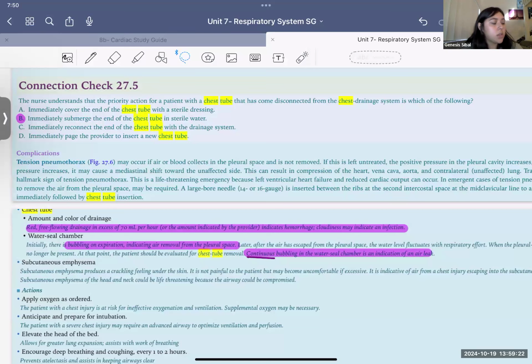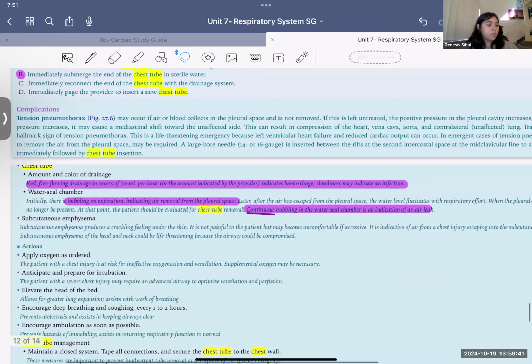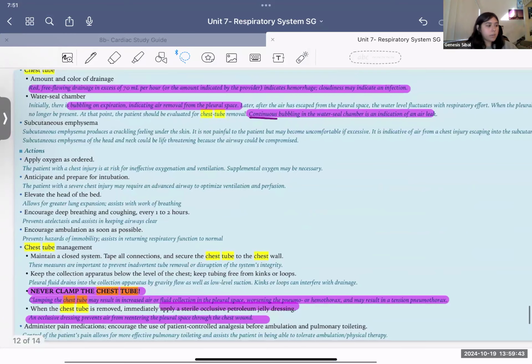Immediately page the provider to insert a new chest tube. That is true. You do need to notify them. But is that the first thing that you're going to do? Absolutely not. So immediately submerge the end of the chest tube in sterile water because, again, you need that negative pressure to happen. So that stuff that's coming from your lungs, the blood, the air, whatever it's going on, you're having all of that come back out and go into the water, which acts as that drainage system essentially. So other thing to be noted is red free-flowing drainage in excess of 70 mLs per hour needs to be notified.